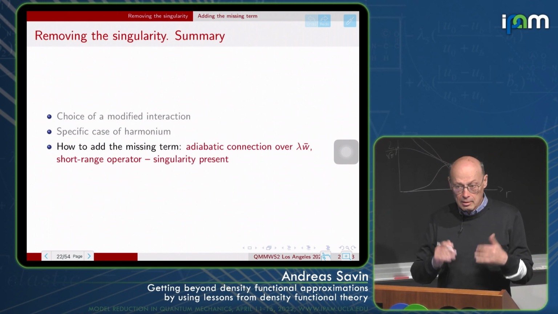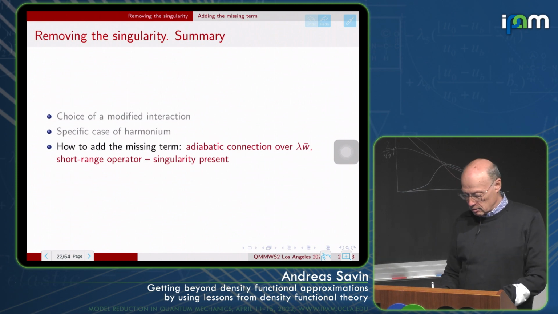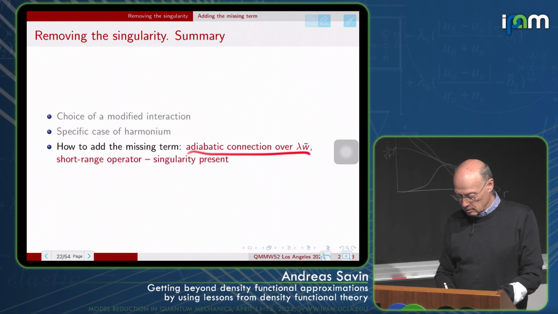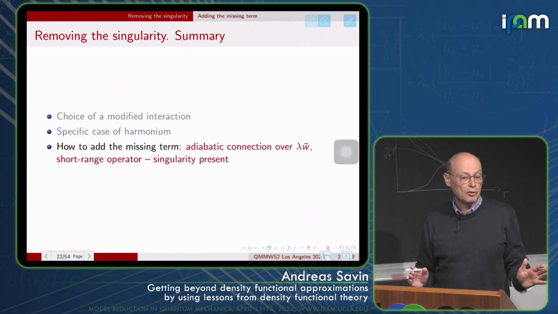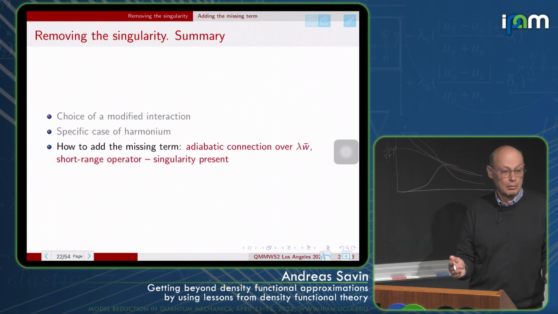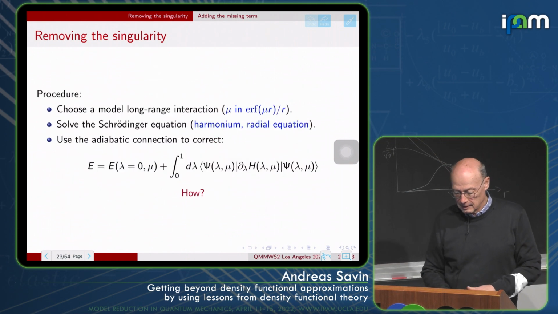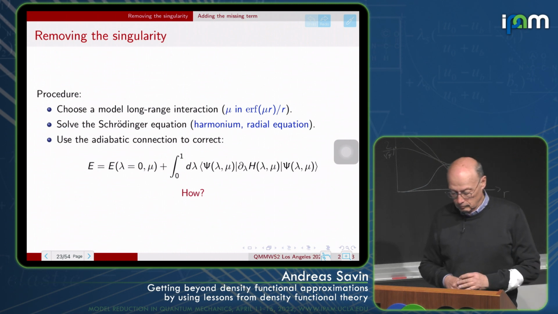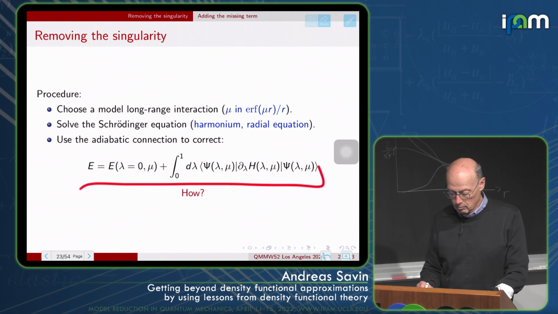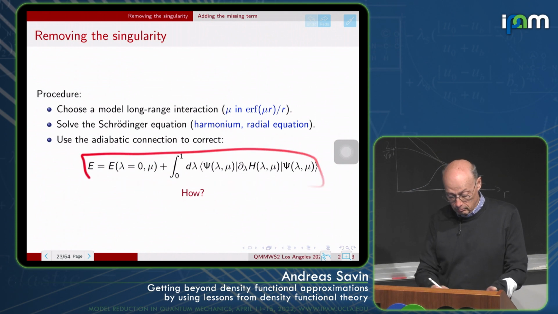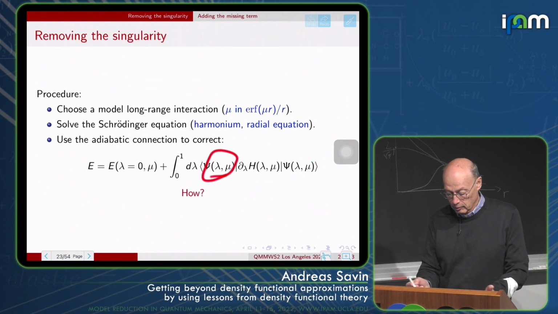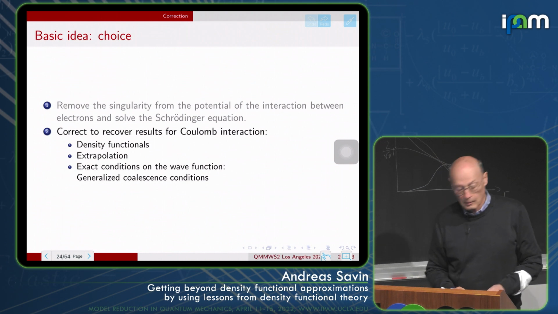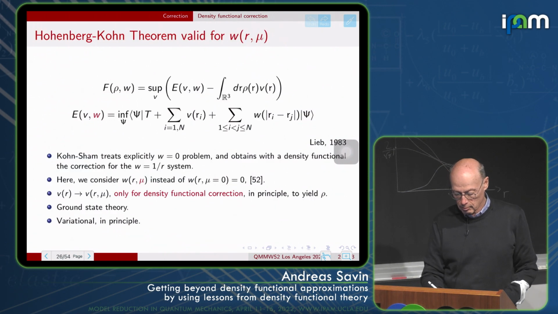So the line I follow is, I said here, use an adiabatic connection, but how? This is the expression I want to use, but what do I do with this wave function? I don't know it. And there are three ways. First, density functionals, then extrapolations, and exact conditions. So, density functionals.